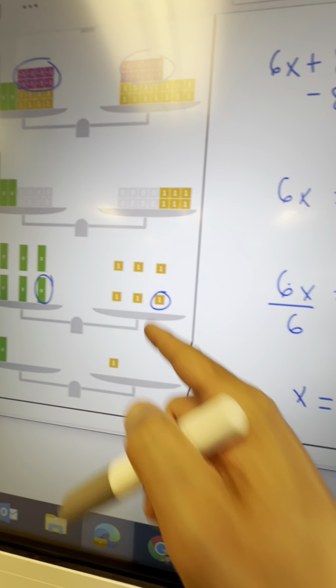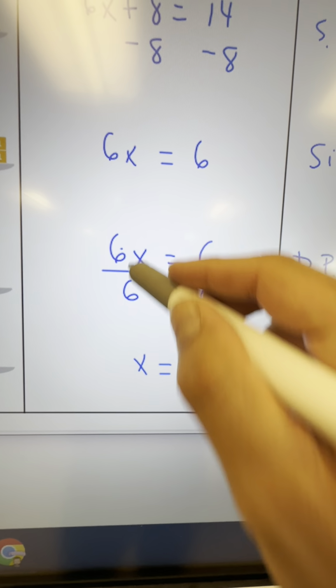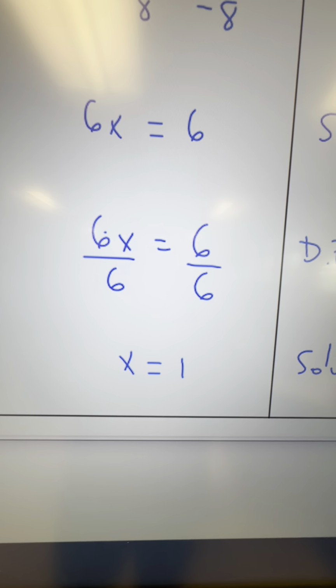So we don't need the pictures to simplify it when we have it algebraically. We don't have to draw the groups out. We just know this will let us know how much is in each group when we simplify this out.